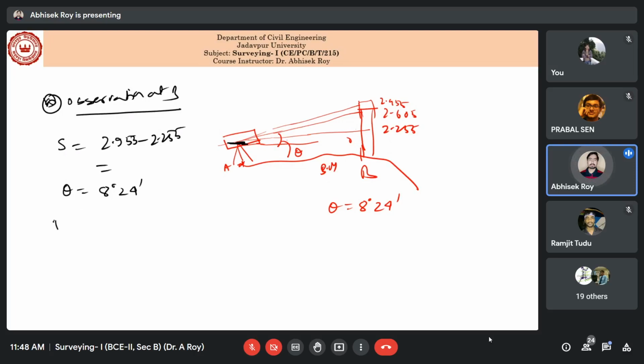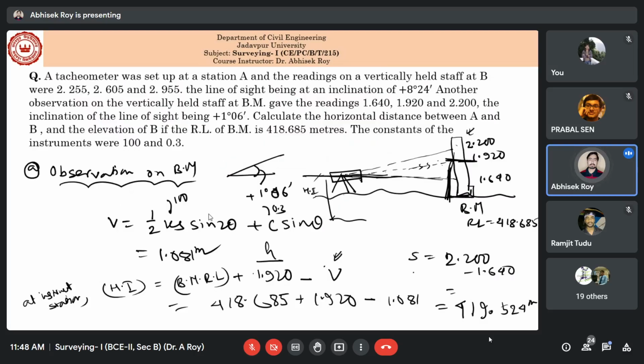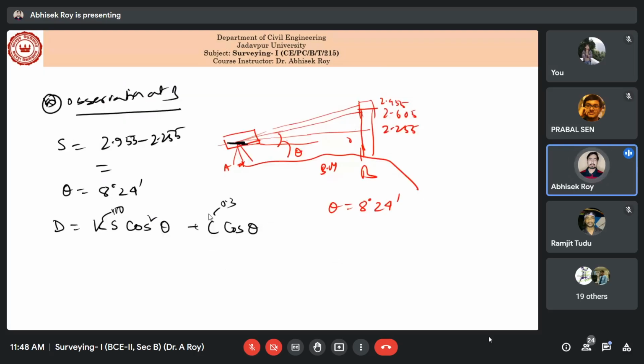So you can easily calculate the D, which we know D is equal to Ks cos square theta plus C cos theta. You know the K as 100, C as almost 0.3 is given, I guess. You know the S from here, it will be 0.7. So from that, calculate the D.